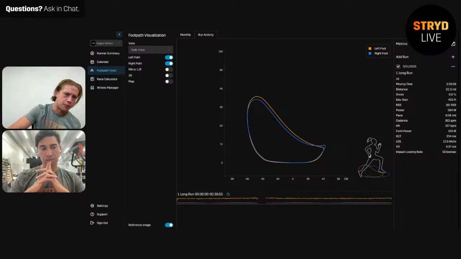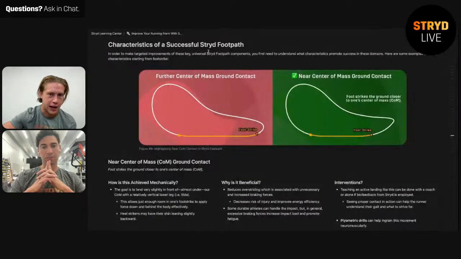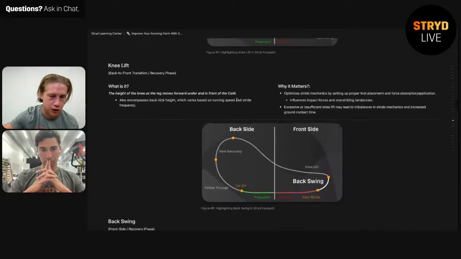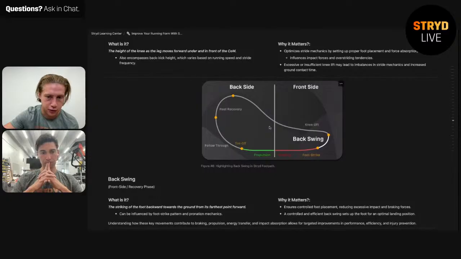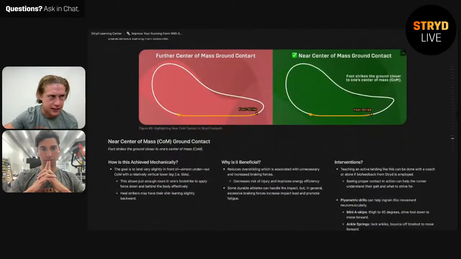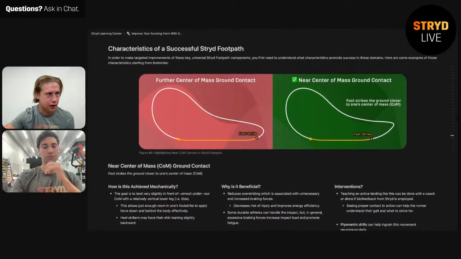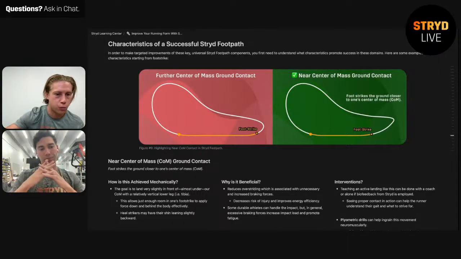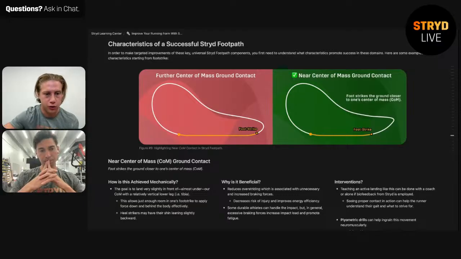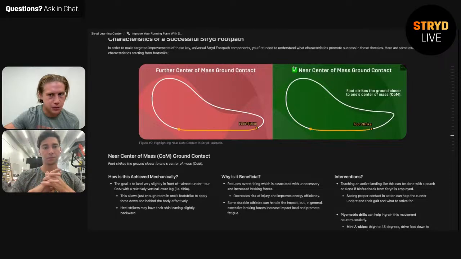So just by jumping across these two different tabs, I do get a pretty good sense of what I'm looking at and how these standardized diagrams relate to my personal footpath here. As Ko said, now I can take the next step and understand, if I wanted to improve my running form, improve my Stryd footpath, what kind of characteristics correlate with that. So I see this first point here, near center of mass ground contact time.